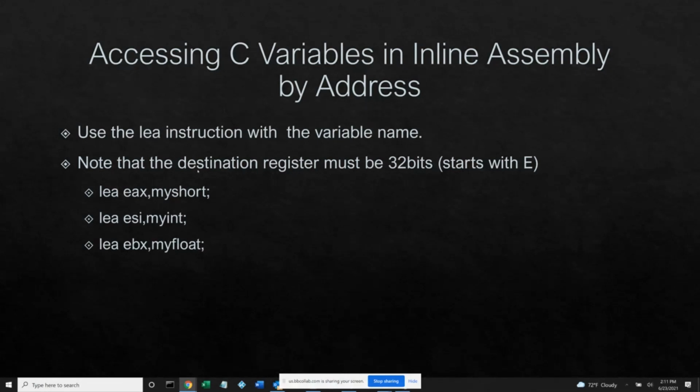Now, in this case, in inline assembly, Microsoft only lets us do 32-bit instructions. Well, that means our memory addresses must be 32 bits. So those 32-bit registers always start with E.